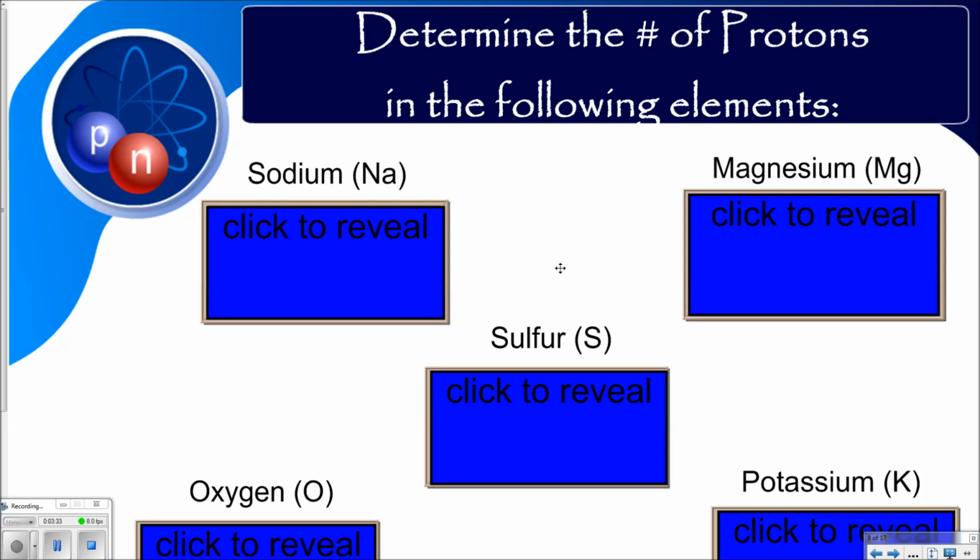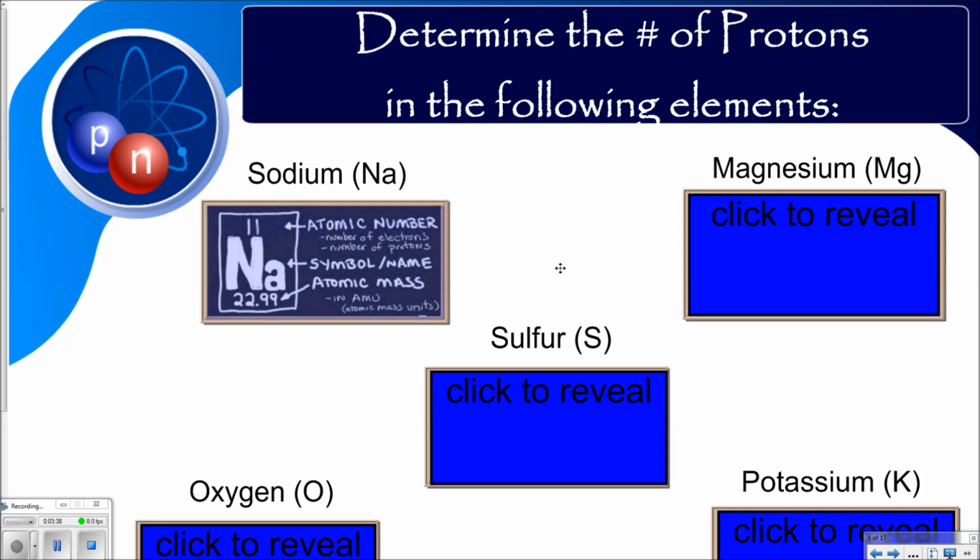So, for example, for sodium. The sodium atom, we can look it up on our periodic table. It has an atomic number of 11, so we know that the protons in a sodium atom will be 11, and the number of electrons will also be 11. So these should be the same.